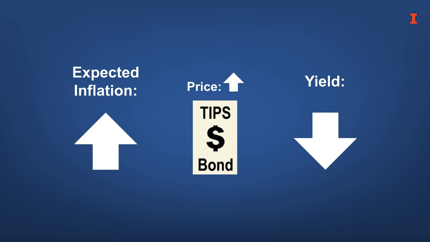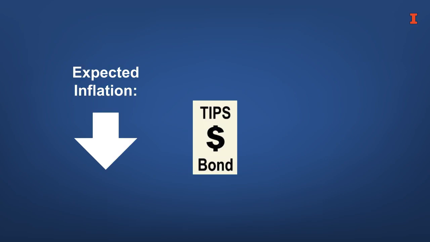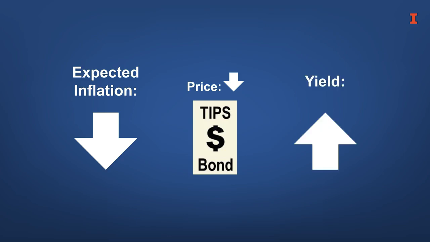Higher prices mean lower yields on TIPS. On the other hand, if inflation is expected to be low, then inflation protection is less valuable. In this case, the price of TIPS bonds fall and the yield on TIPS bonds goes up. Thus, TIPS prices or yields capture inflation expectations. In fact, we can compare yields on TIPS versus regular treasury bonds to measure expected future inflation.